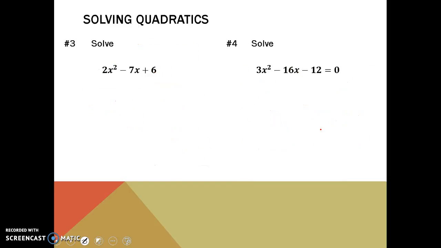All right, let's move on. Let's try something a little bit more difficult here. This should be equal to 0 here. And so I'm going to solve the first one.